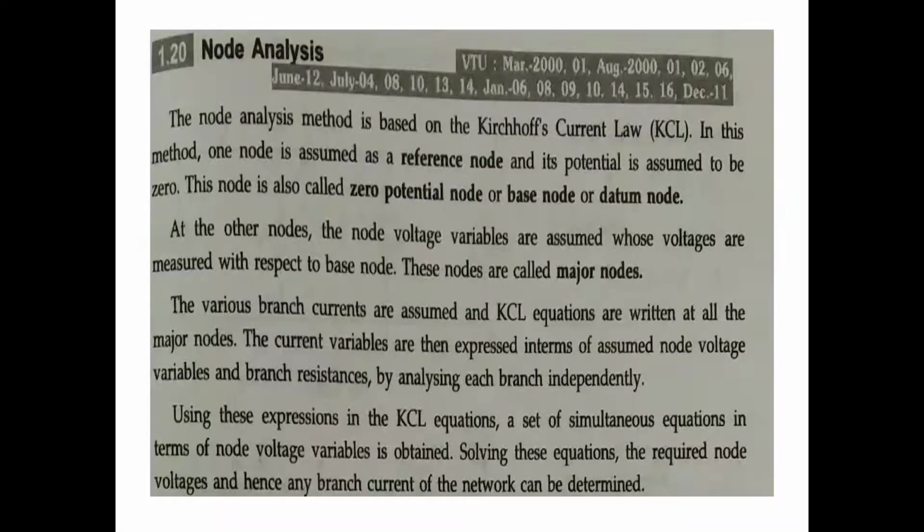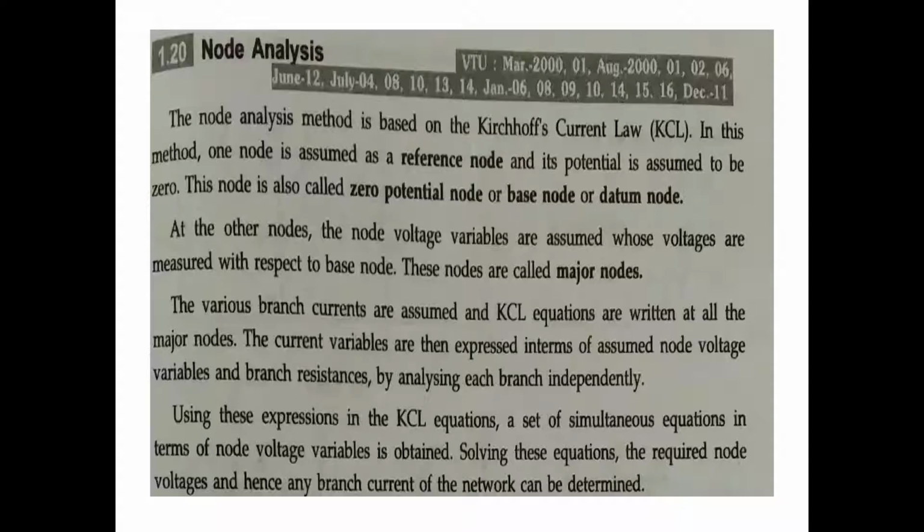These nodes are called the major nodes, and the remaining one is the base node. The various branch currents are assumed, and the KCL equation is written at the major nodes. The current variables are then expressed in terms of the assumed node voltage variables.